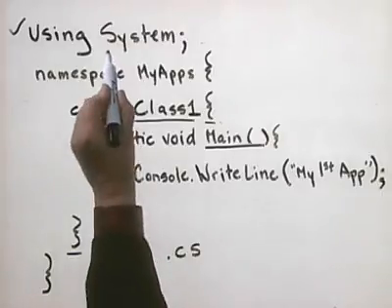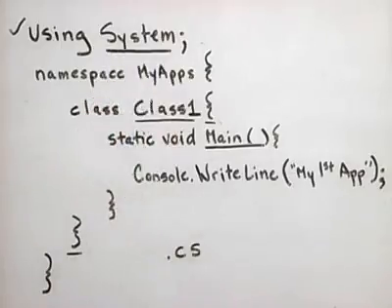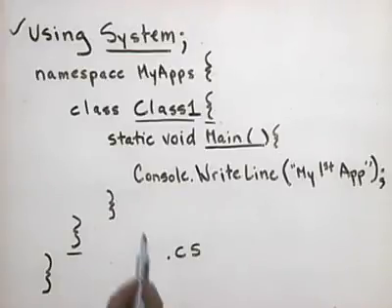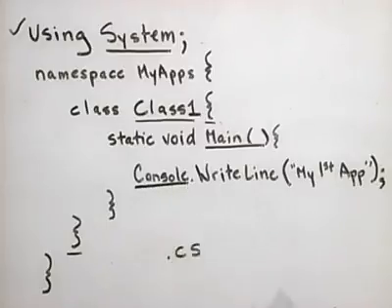The system namespace is actually a very important namespace. It contains all the classes that you need to interact with the operating system. For example, if you want to do any kind of I/O operations, you would need the classes in the system namespace. The system namespace actually contains the console class, and that's what you see referenced here, the console class.